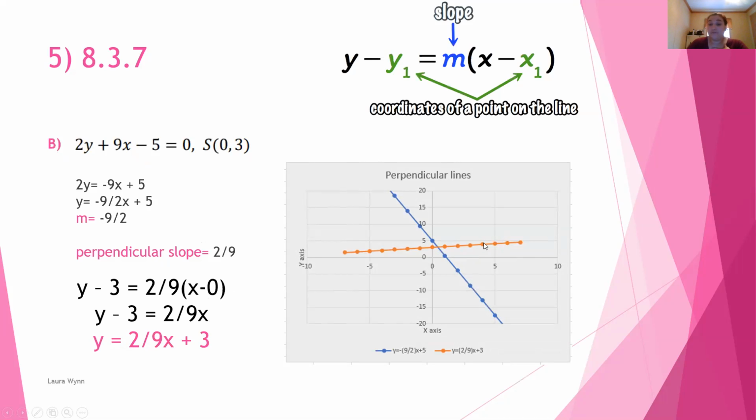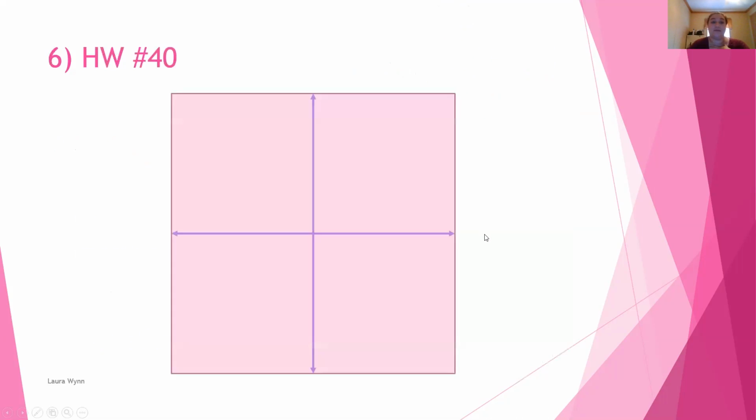Then you graph them. Our orange line is our perpendicular equation line. The blue one is our line equation. So the blue one is y equals negative 9/2 x plus 5, and the orange one is y equals 2/9 x plus 3. All right, let's go to our last problem.